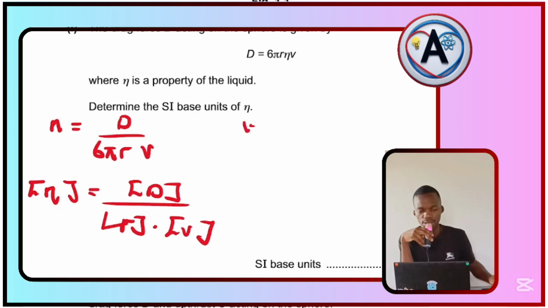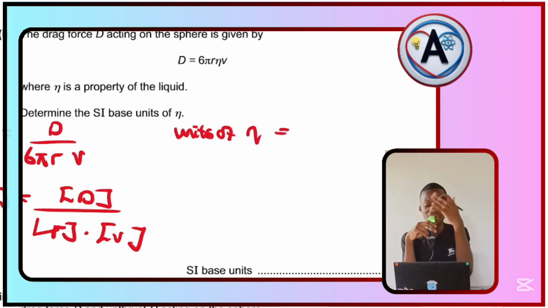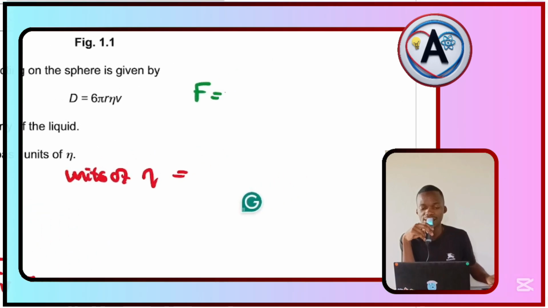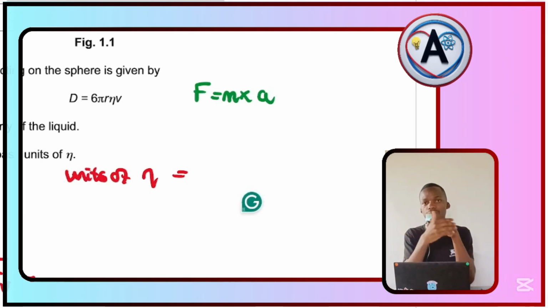Now, if I want to find the units of that constant, so the units of D, I know D is the force. So you're gonna ask yourself, force. I know force is actually mass times acceleration. So what are the base units for mass? What are the base units for acceleration? That's what you're asking yourself basically.